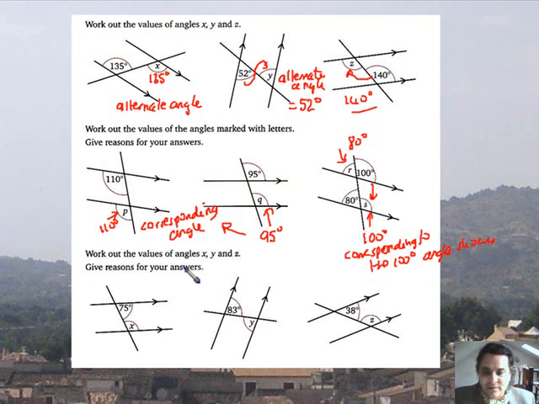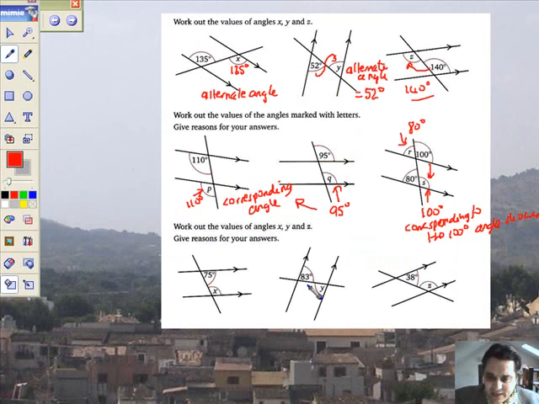Right, work out the values of x, y, z and give your reasons. Okay, very good. Let's just do the easy one first. Well, parallel lines cut across, that's an alternate angle, and for that reason, it's going to be equal to 83 degrees. Let's go back to this one.